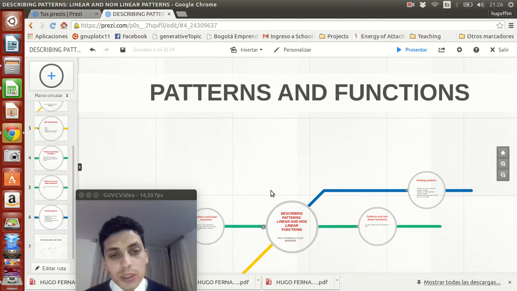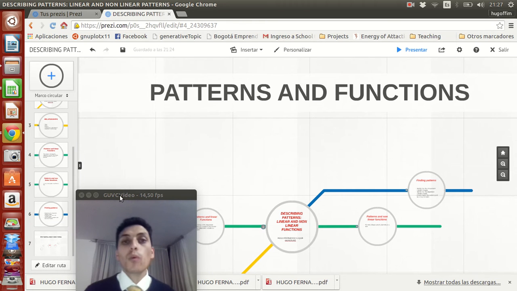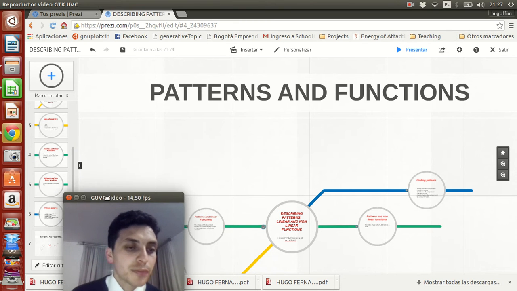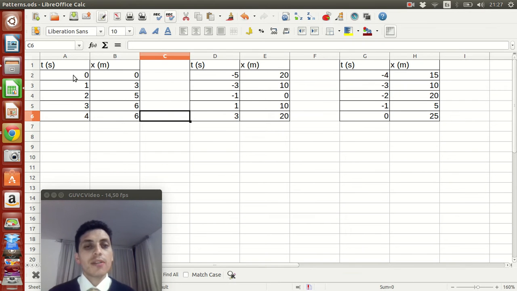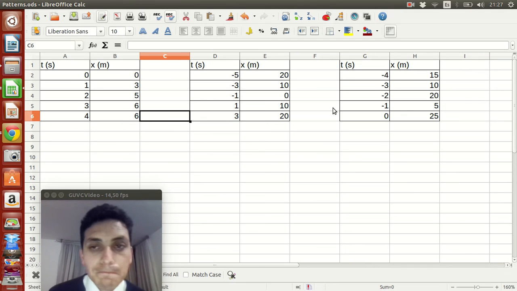And now we're going to watch an example. Let me show you an example. We're going to see it with 3 tables. We have 3 tables here. And we have 2 variables: T, measured in seconds, and X, measured in meters.